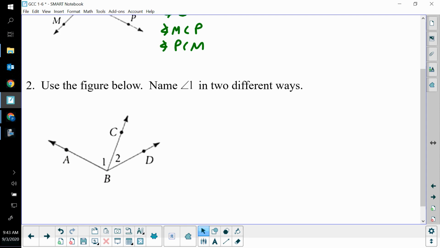So we want to name angle 1 in two different ways. Well, our options are keeping the B in the middle, angle ABC, or we could do angle CBA. You could not do just angle B because there are multiple angles happening at vertex B.